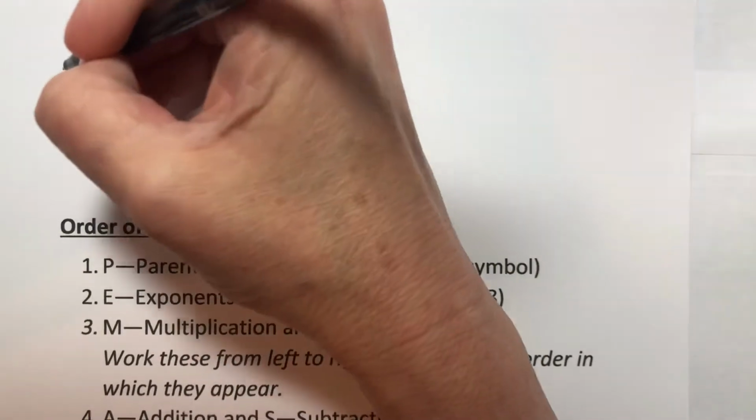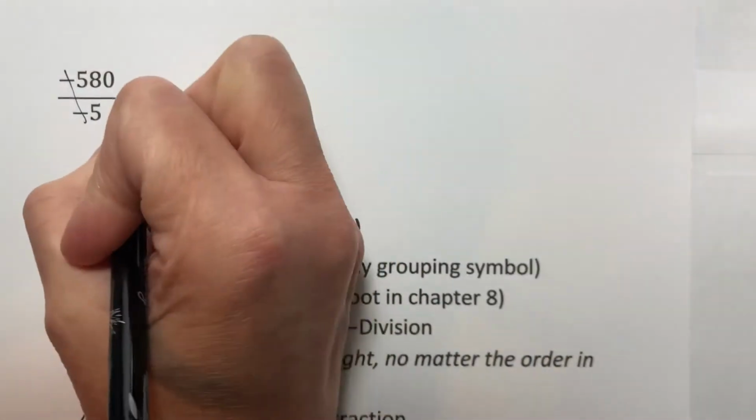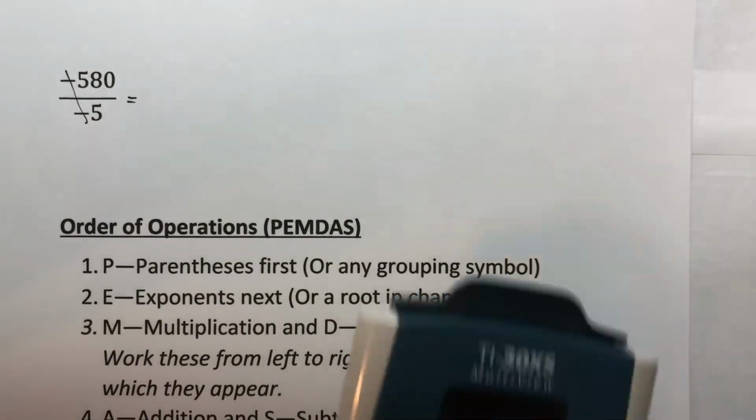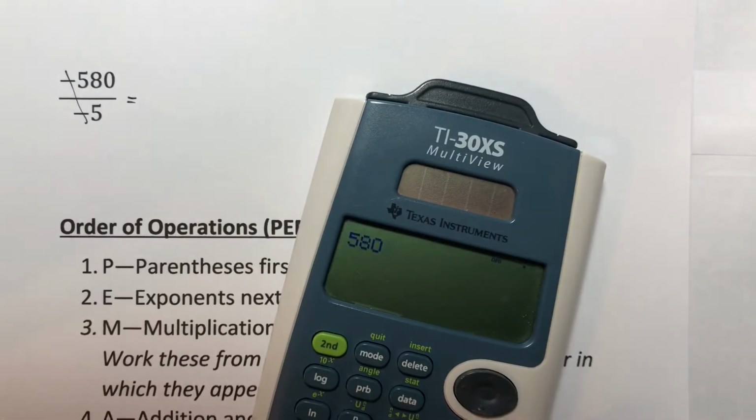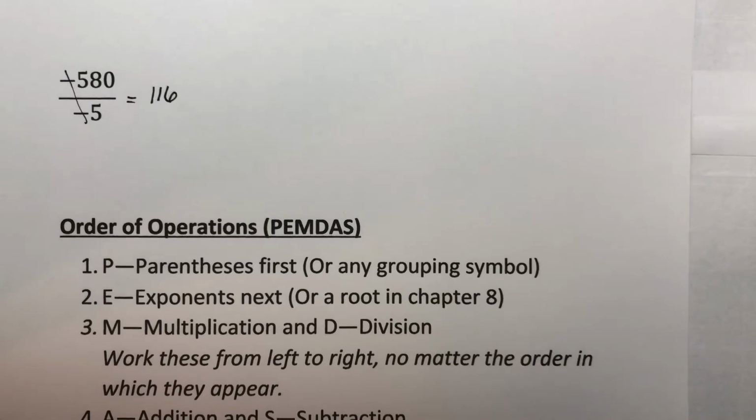Negative divided by negative is going to be a positive. And then you can use your calculator if you want to. 580 divided by 5 gives me 116. And that would be that answer.